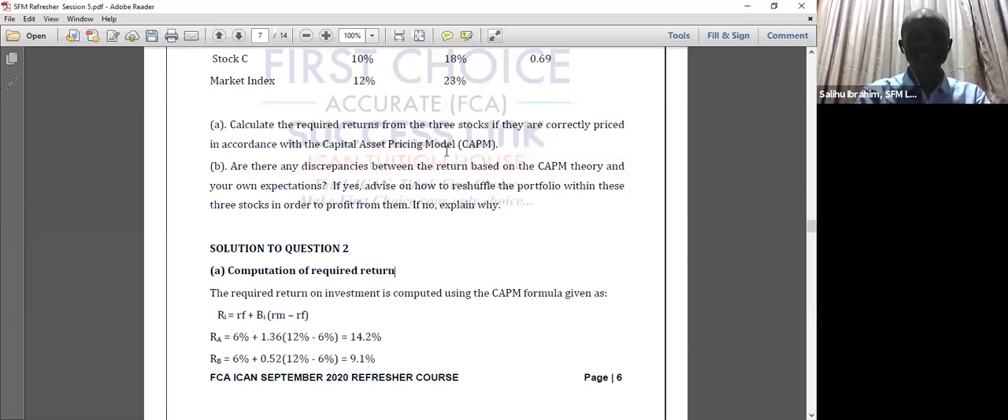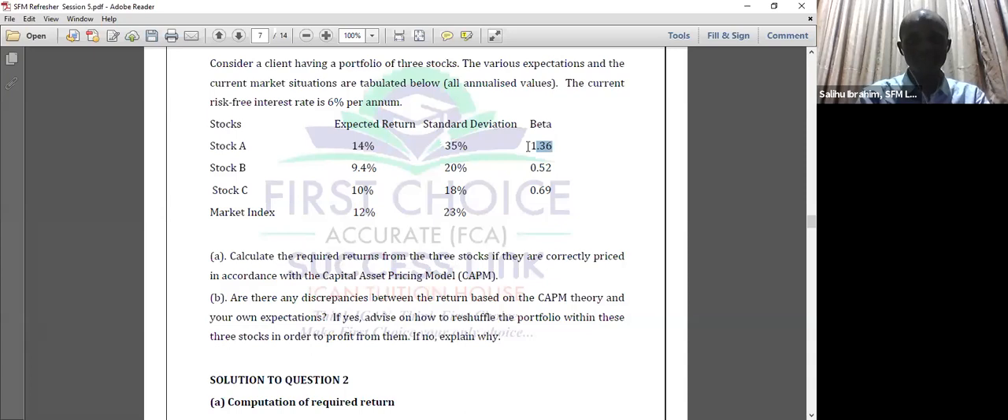Look at it. This is the beta of this security A. This is the risk-free rate. And look at it, we have the market index here. What can you see here? Market index. This is what? This is the market return.